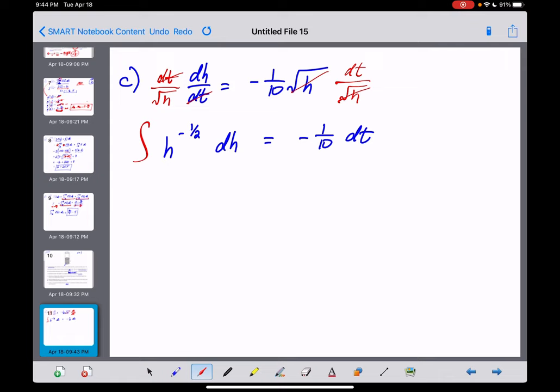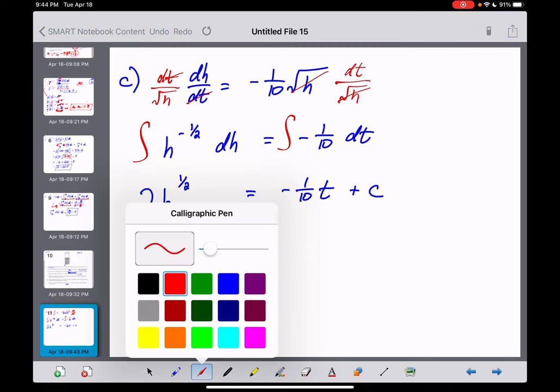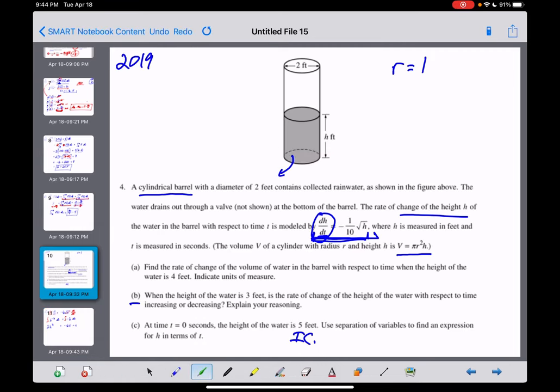Now we'll go ahead and do an antiderivative on both sides here. So on the left, we have h. We raise the power by 1/2, and we divide by that new power. That puts a 2 out in front for us. Equals. Now, integrating a constant, this is just going to be a -1/10 t, and here's where we put our plus c. Now is when I like to switch to green and use my initial condition.